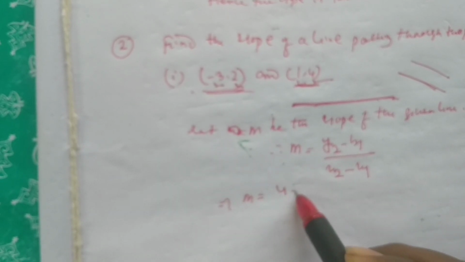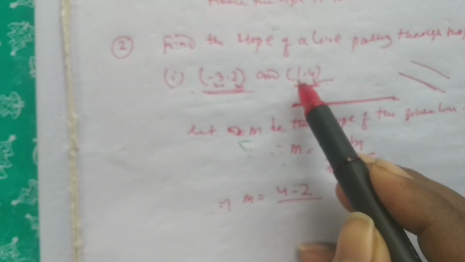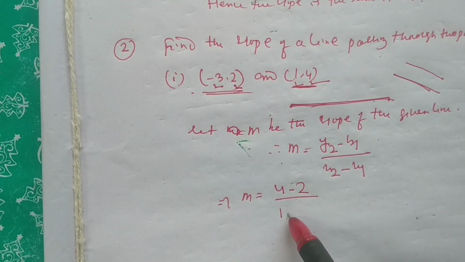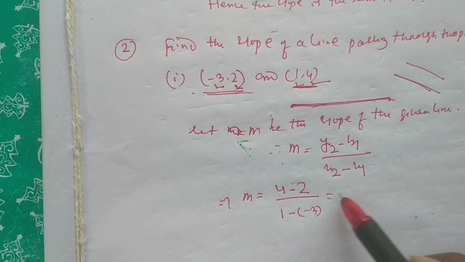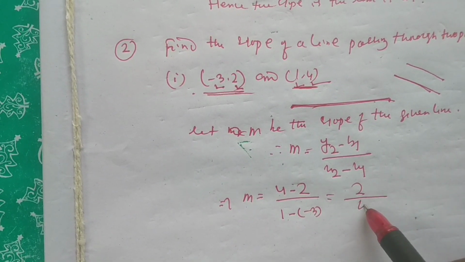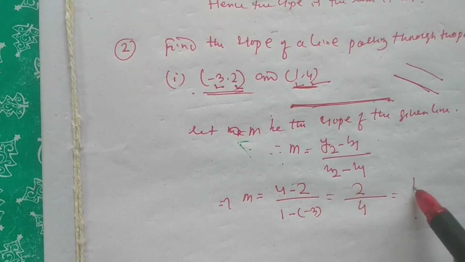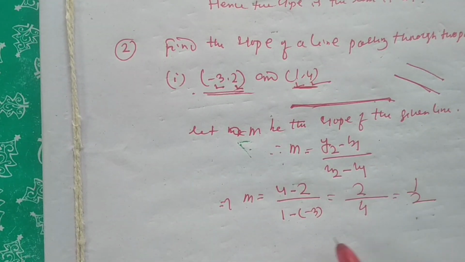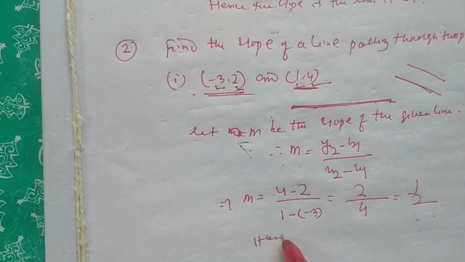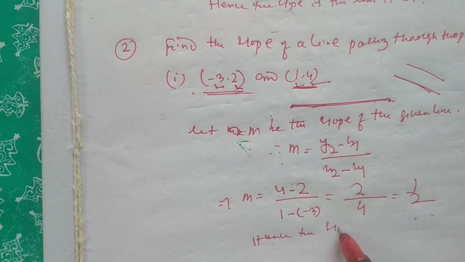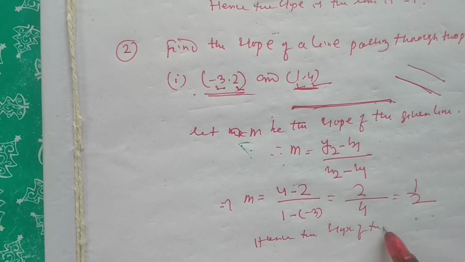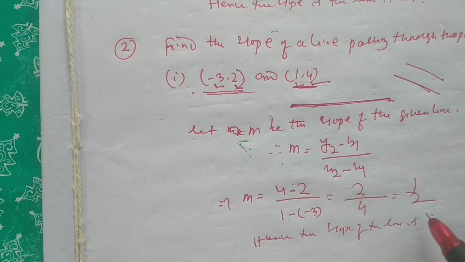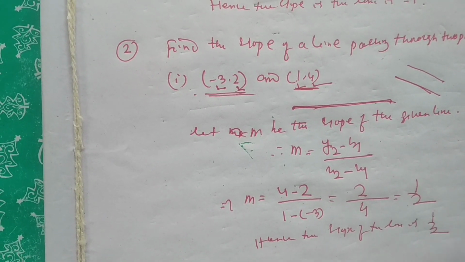Now m is equal to 4 minus 2 by 1 minus of minus 3, that is 2 by 4, which is equal to 1 by 2. Hence the slope of the line is 1 by 2.